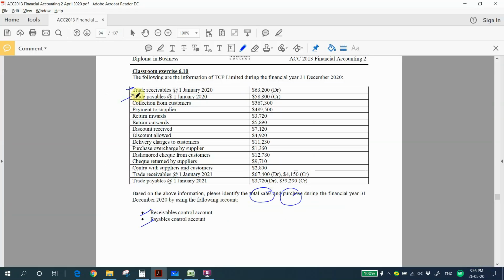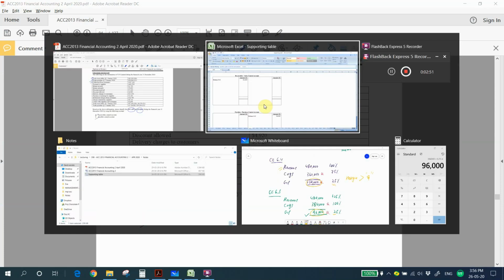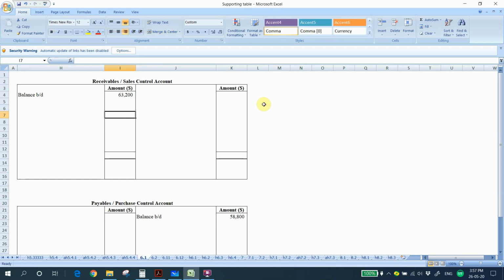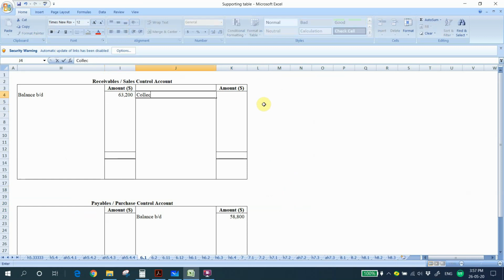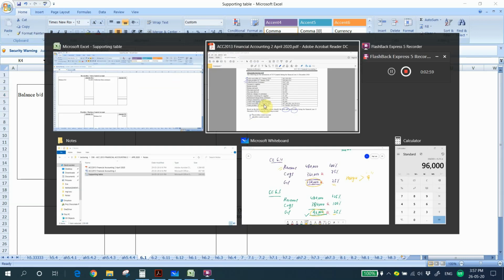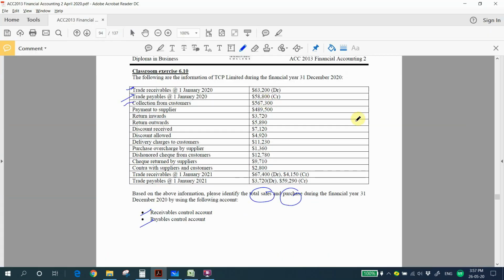Next, collect from customer. This is your collection. Collection from customer is 567,300. Collection will reduce your receivable balances. Amount is 567,300.